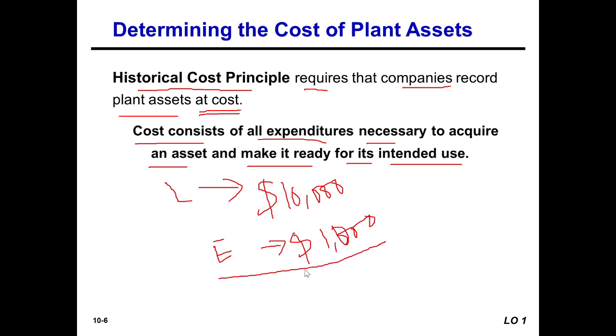Suppose we are using this equipment for 5 years or 10 years, etc. After 5 years, if anybody asks the company how much was needed to purchase this equipment, we tell them $1,000 for this equipment. Now another point, cost consists of all expenditures necessary to acquire an asset. All related expenditures. In the next slide, we will make this matter clear.